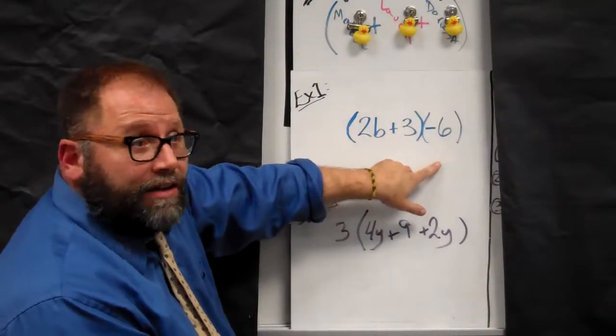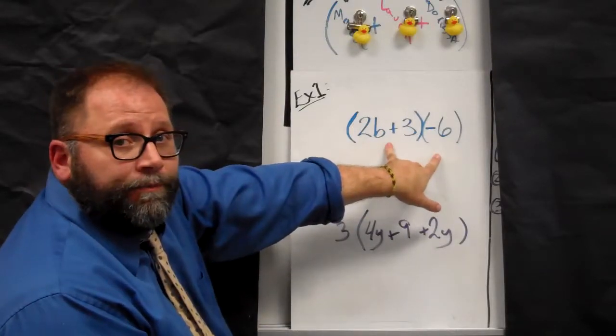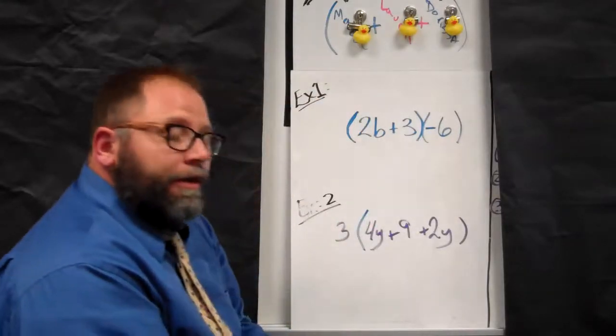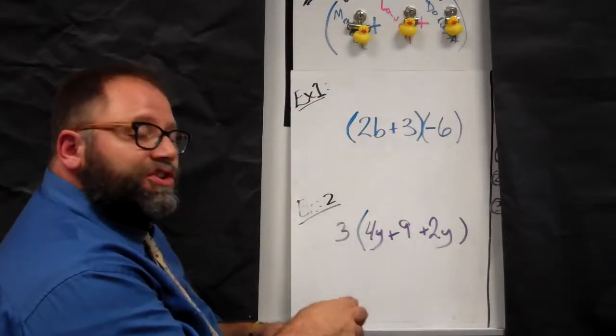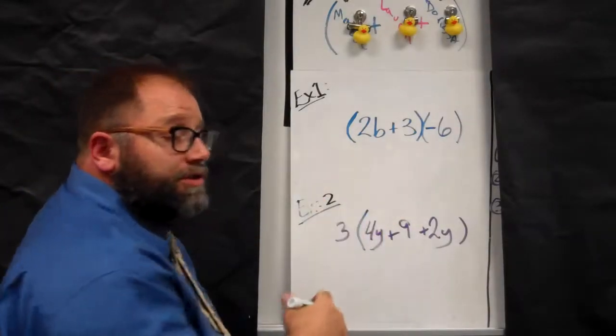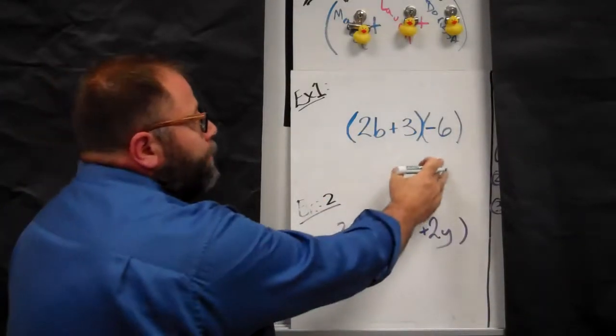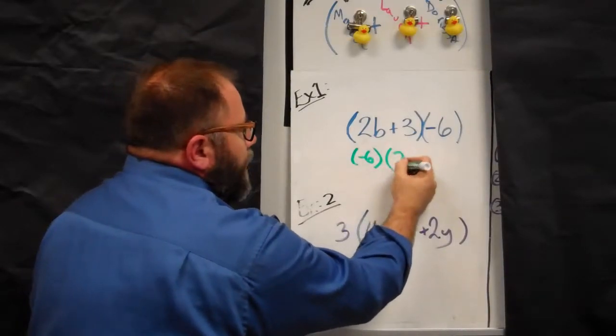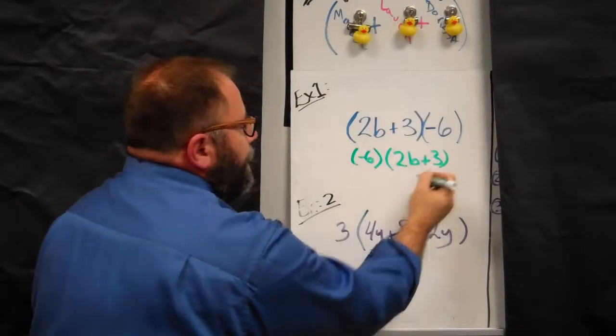Wow, that's not in the order I was expecting. So what we learned in our last lesson was that in the commutative property, since we're doing multiplication here, we can change these around. So instead of writing it like this, which looks sort of unfamiliar to us, we can rewrite it as -6 times the quantity 2b plus 3.